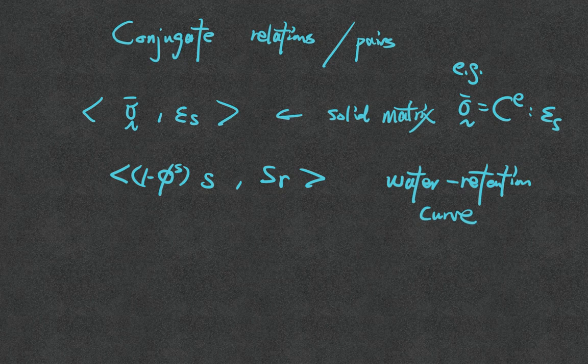Okay, why is it called the water retention curve? Because this relationship is telling you what kind of suction I need to keep a certain degree of saturation. Okay? If you work for our company, you need to really know this. This is very important. Okay. So far, so good? Now, each conjugate pair, if you look at it carefully, requires one constitutive law. Okay? You see what I mean?